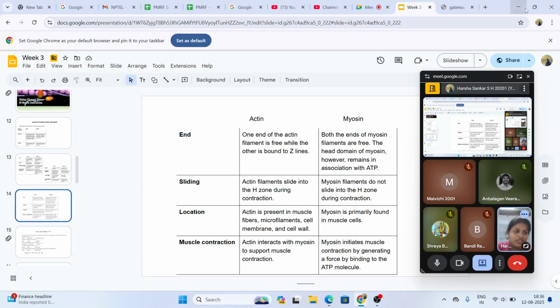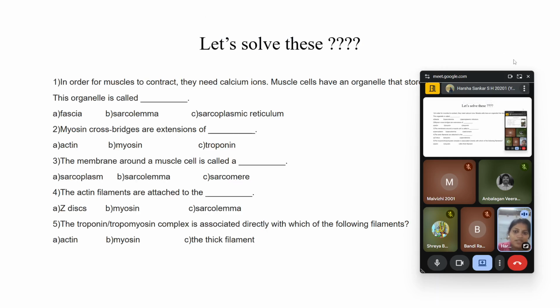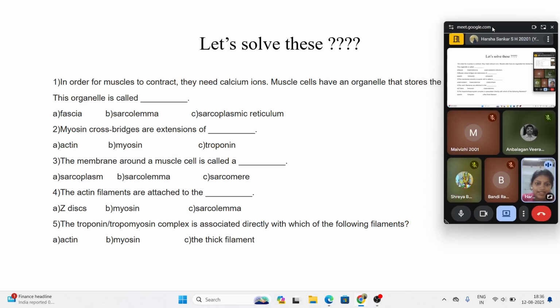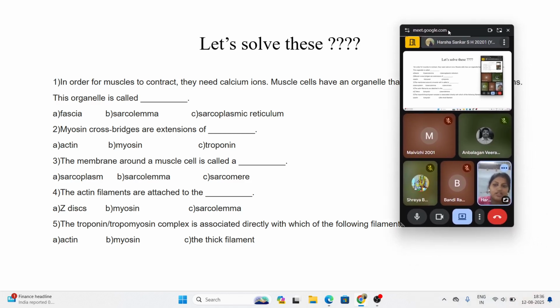Now let's solve more questions. In order for muscles to contract, they need calcium ions. Muscle cells have an organelle that stores the needed calcium ions. This organelle is called fascia, sarcolemma or sarcoplasmic reticulum, which is the organelle that stores calcium ions in muscle. In the video it was also explained. So what is the correct answer? Can you please type the answer in the chat box? Then we can discuss. Which is the organelle that stores calcium ions?